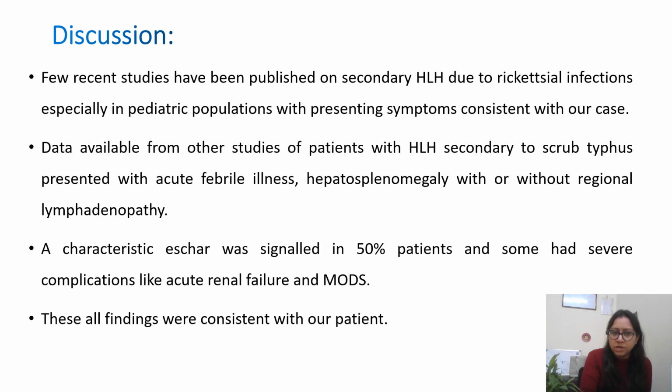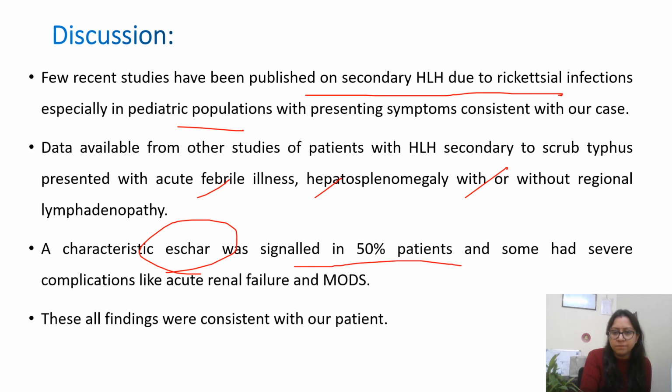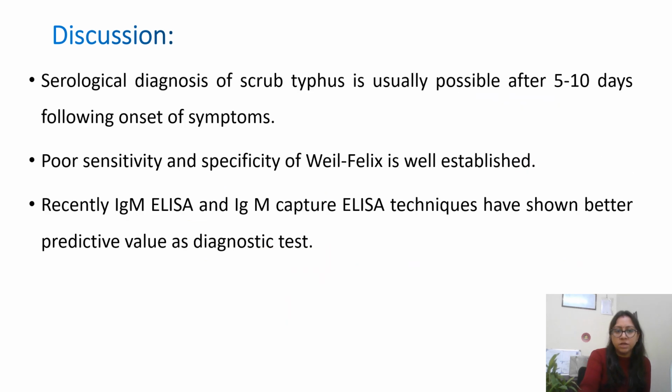So few studies have published that secondary HLH due to rickettsial infection has occurred in pediatric population also. So they also had similar findings, febrile illness, hepatosplenomegaly with or without regional lymphadenopathy. And this eschar, which was very pathognomonic of scrub typhus, was seen in 50% of patients. And they had severe complication like acute renal failure and multi-organ disease. So these all findings were consistent with our patient.